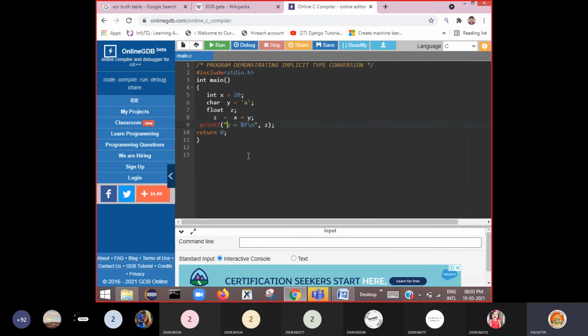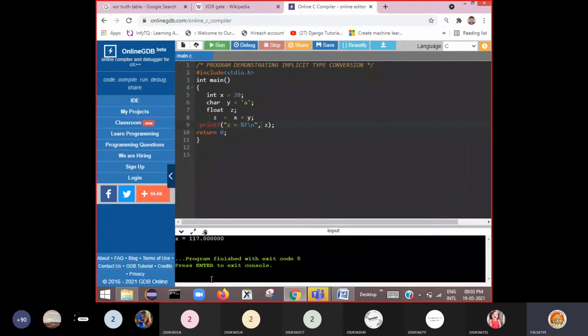Right now, try to observe here. X value I have taken 20 and character y, a small a, I have stored in that. Z value, then I am adding these two, x plus y. Then I am printing the z value. If I run this, what is the output I will get here? Just see here. Z is equal to 117.